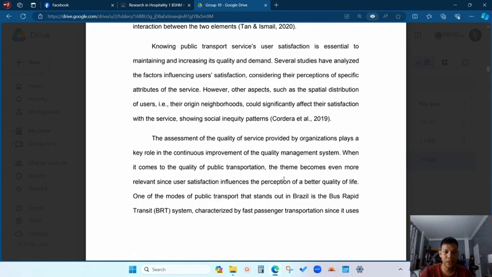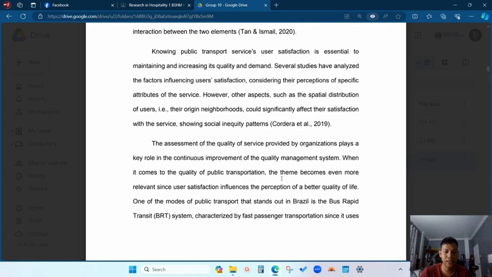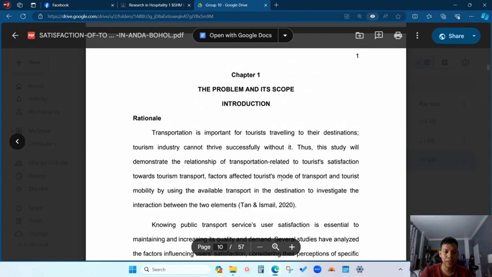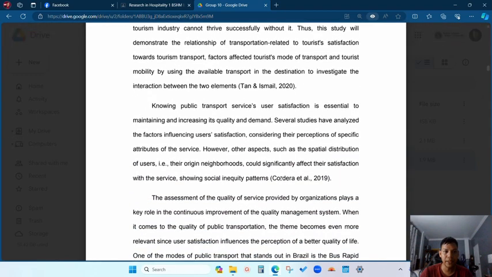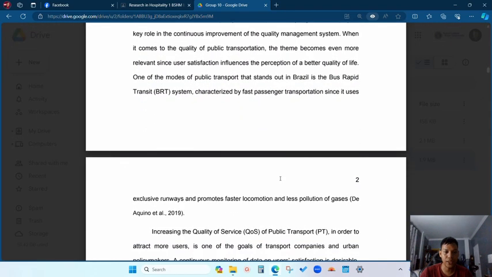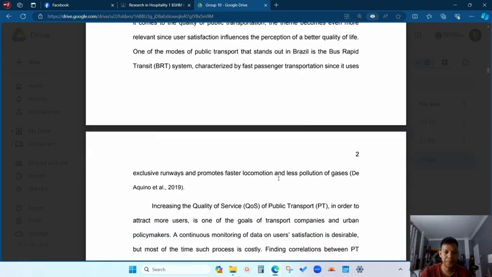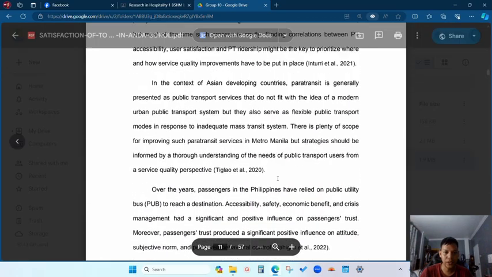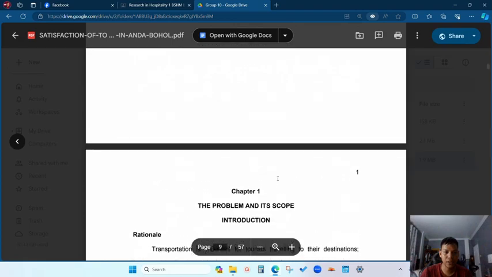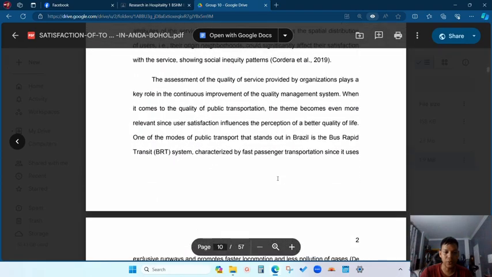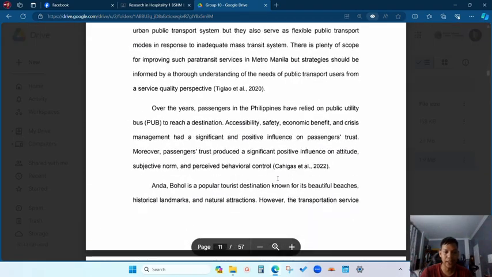So I hope that in your research paper, you enhance it so that every component of the rationale can be read in your rationale. If you have any questions, just drop them in our group chat and I will answer immediately. Bye bye.